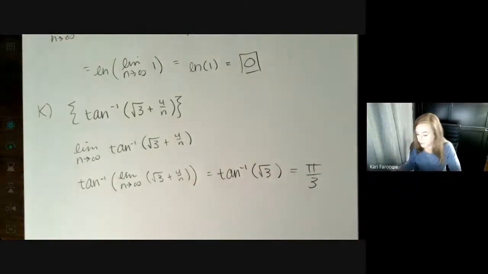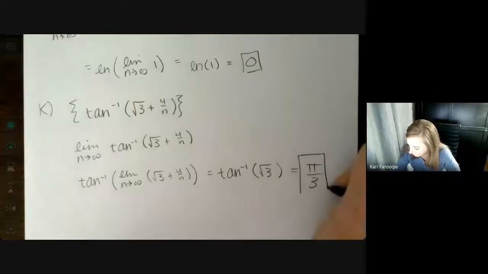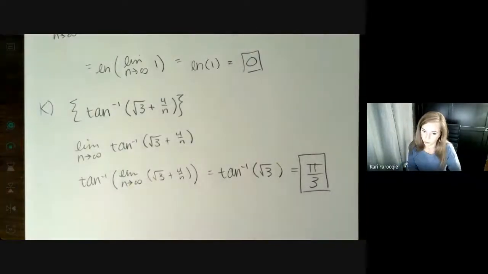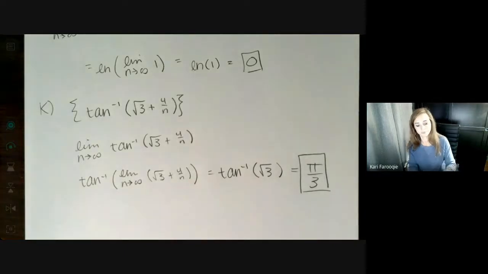Because I remember, even if you don't. If it's pi over 6, then that's root 3 over 3, the more complicated one. I don't know. That's always the way I think about it.